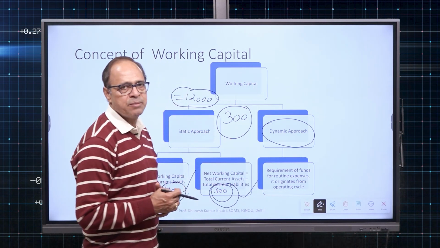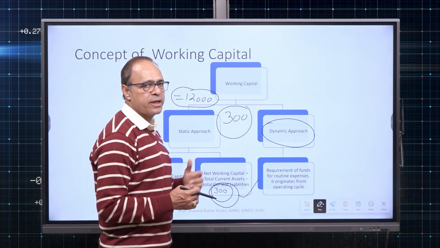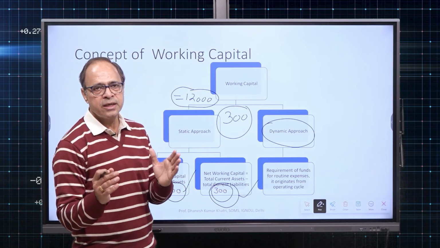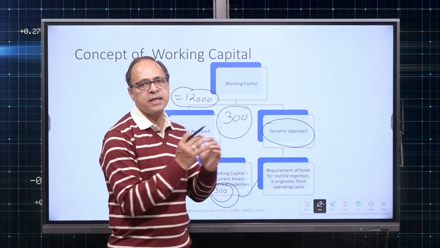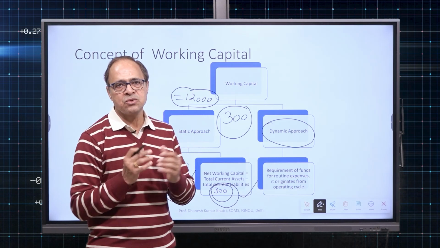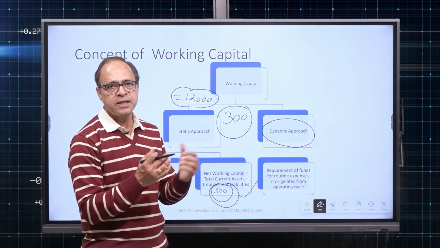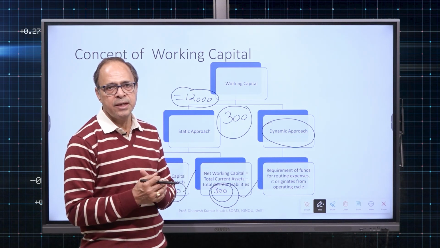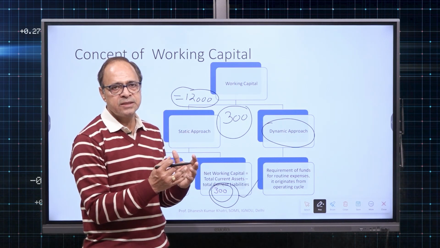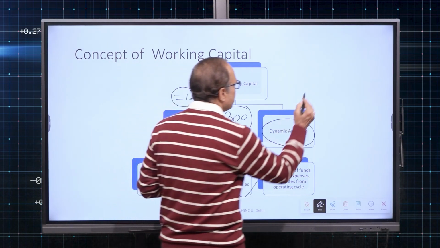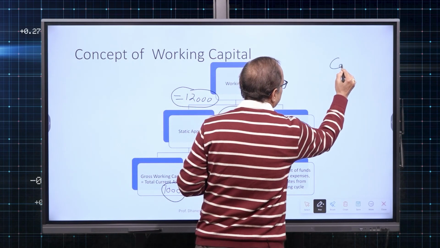Dynamic approach tells me the requirement of working capital for day to day expenses, resulting from the operating cycle. Now, every business has got an operating cycle. If it is a trading business, then a different operating cycle will be there. If it is a manufacturing business, that is an industry, a different operating cycle will be there. So, for a trading company, what is the operating cycle?